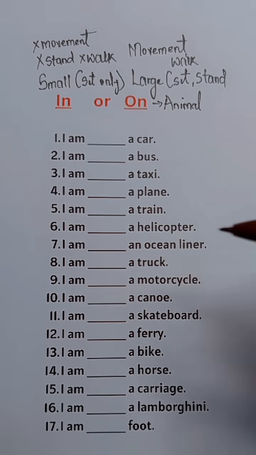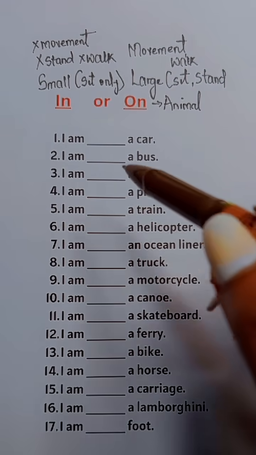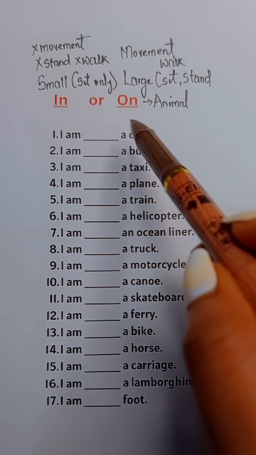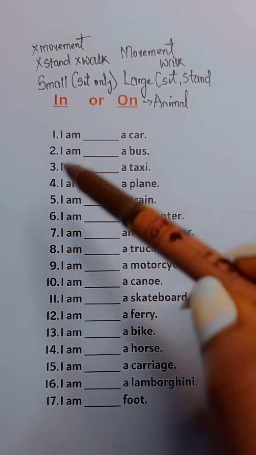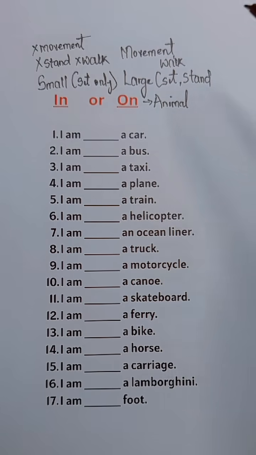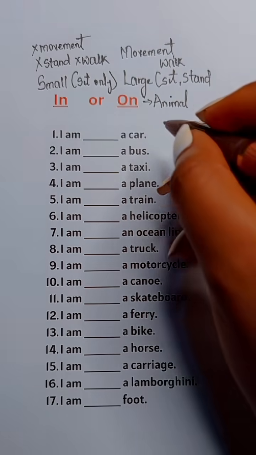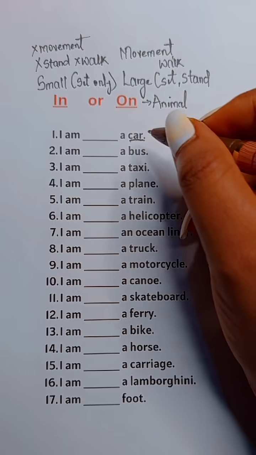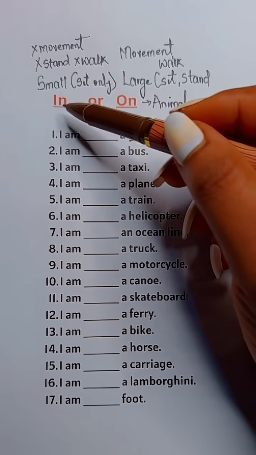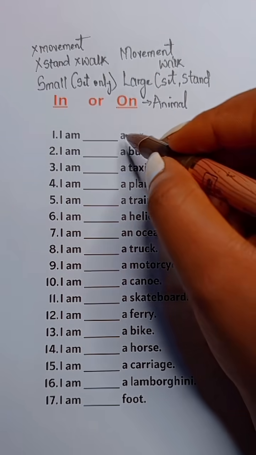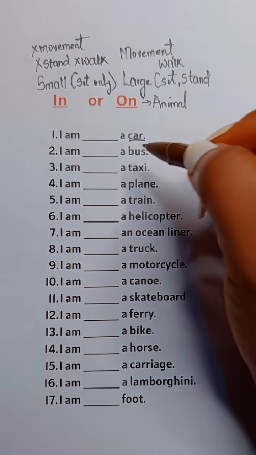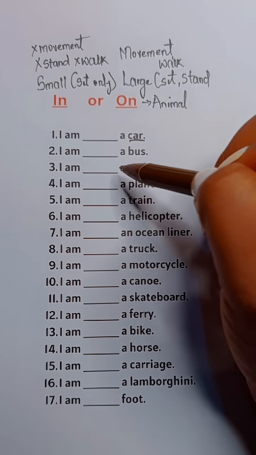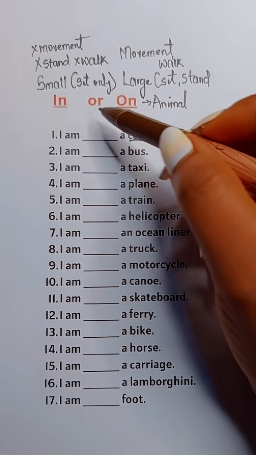All right, let's answer these questions. Number one, I am blank a car. In a car or on a car. What is the correct answer? Our keyword is car. This is our mode of transportation and it determines whether our answer is in or on. Now let's ask, is a car a small vehicle or a large vehicle? A car is a small vehicle, okay?